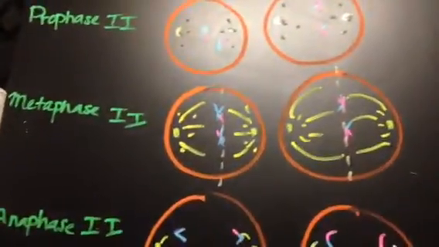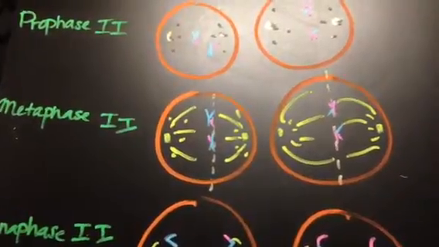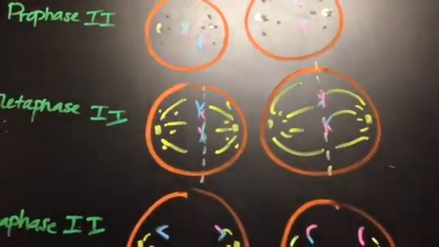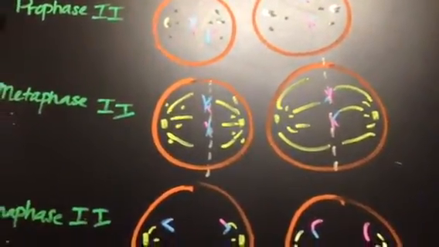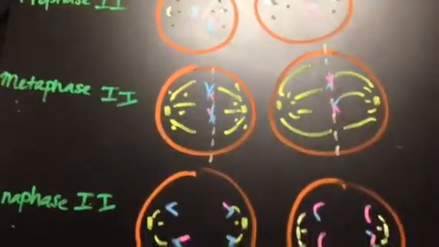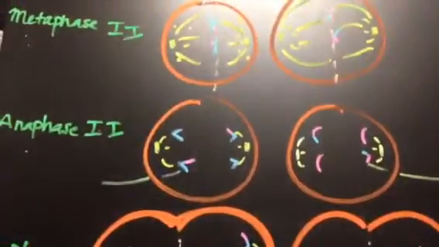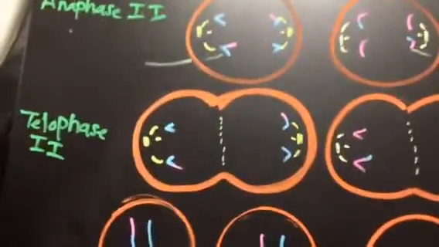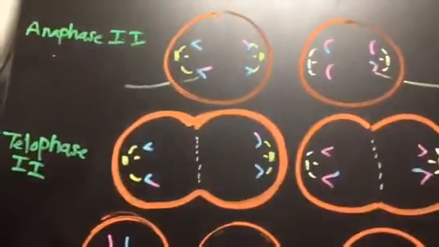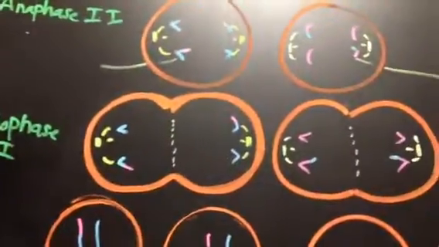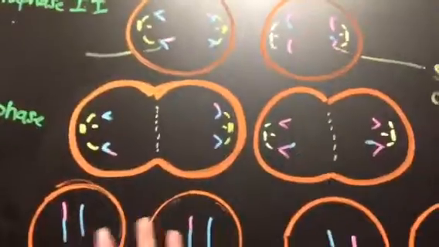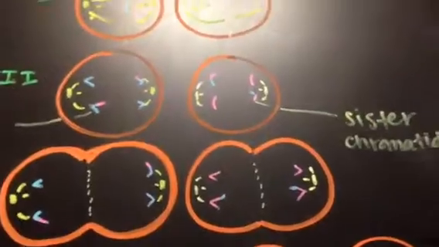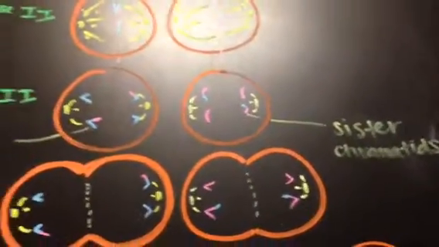So moving on to metaphase 2, the chromosomes line up in the middle at the metaphase plate, and then at anaphase 2, the sister chromatids are pulled apart to opposite sides of the cell. In telophase 2, the cleavage furrow starts forming between the two halves, and then at the end of the process, there are four daughter cells.